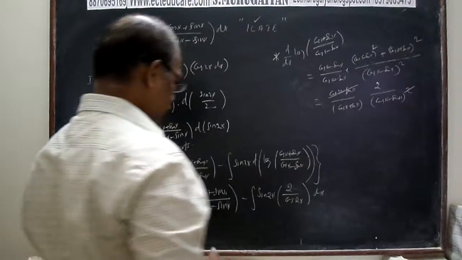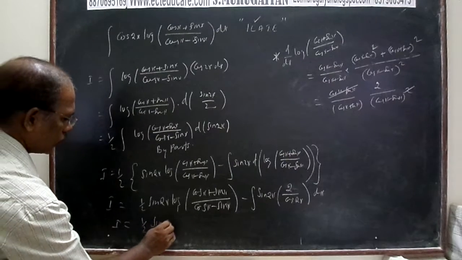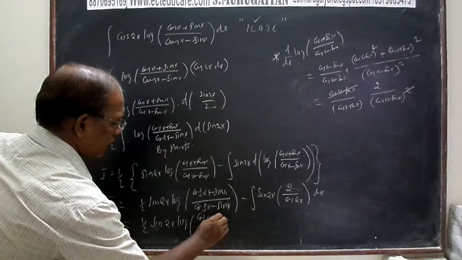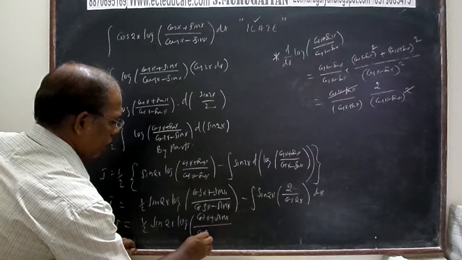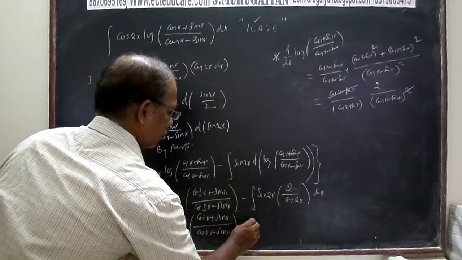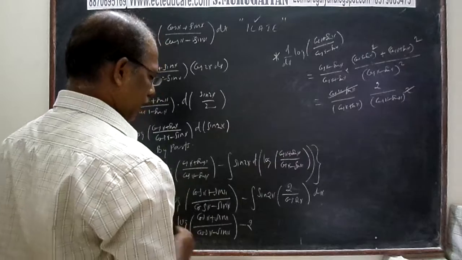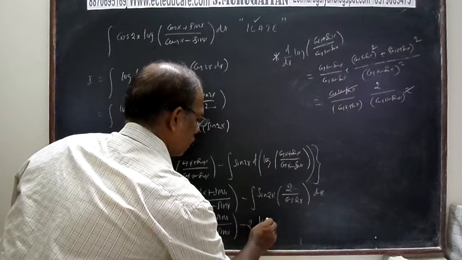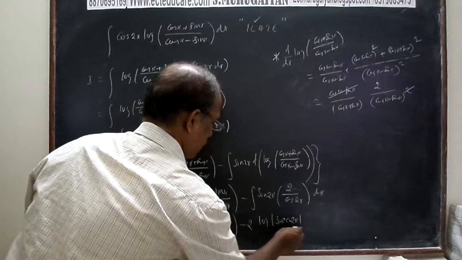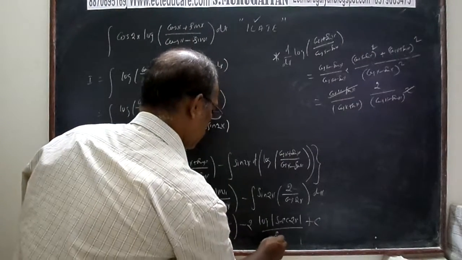Let's make note of this. Then I equals 1 by 2 sin 2x log of the whole thing, (cos x plus sin x) divided by (cos x minus sin x), and we can take 2 outside. Sin 2x by cos 2x is tan 2x, so the integral of tan 2x is log mod of secant 2x upon 2, with the integration constant. So 1 by 2 secant 2x, these 2 and 2 cancel.